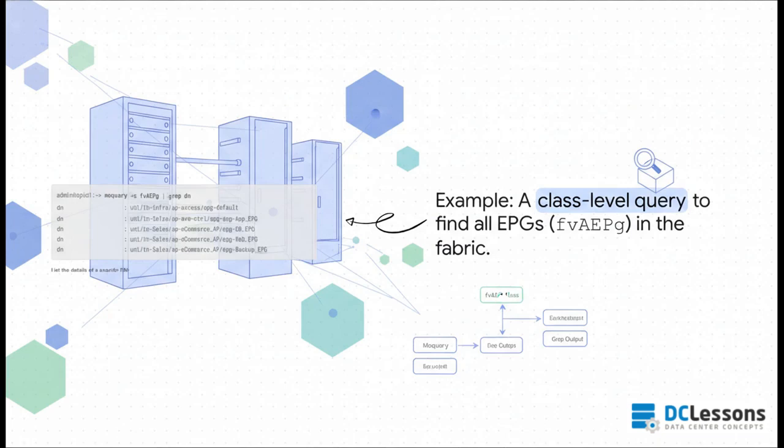And here's a perfect example of it in action. In this command, we're running moquery with the class fvAEPg, which is just the internal name for application EPGs. Then we just pipe that output to grep to pull out only the DNs. And just like that, boom, you have a clean list of every single EPG in your fabric. It's an awesome way to get a quick inventory.